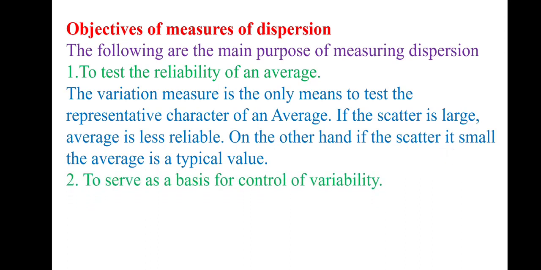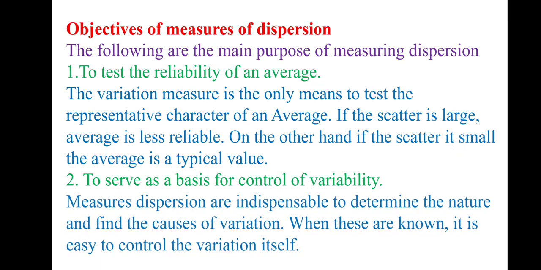Second, to serve as a basis for control of variability. For that, measures of dispersion are indispensable to determine the nature and find the causes of variation. When these are known, it is easy to control the variation itself. This is the way the measures of dispersion serve as a basis for control of variability.